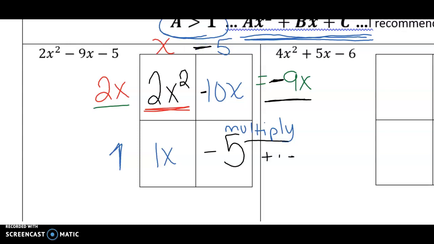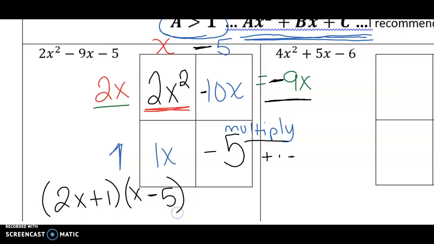So how does this factor? It factors 2x plus 1 times x minus 5, like that. And again, it required some guess and check here. This is level 1 on Deltamath, so it's not as hard. But the more you practice, the better you get at starting to see patterns. So let's go ahead and try the next example.